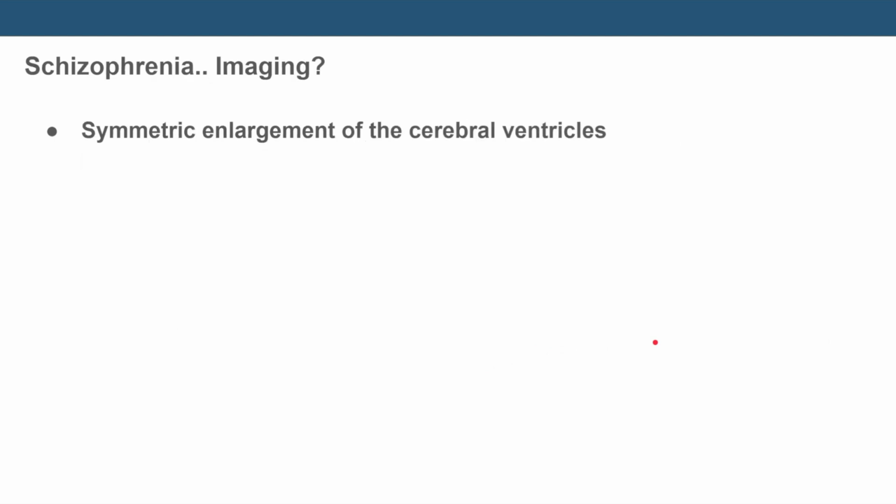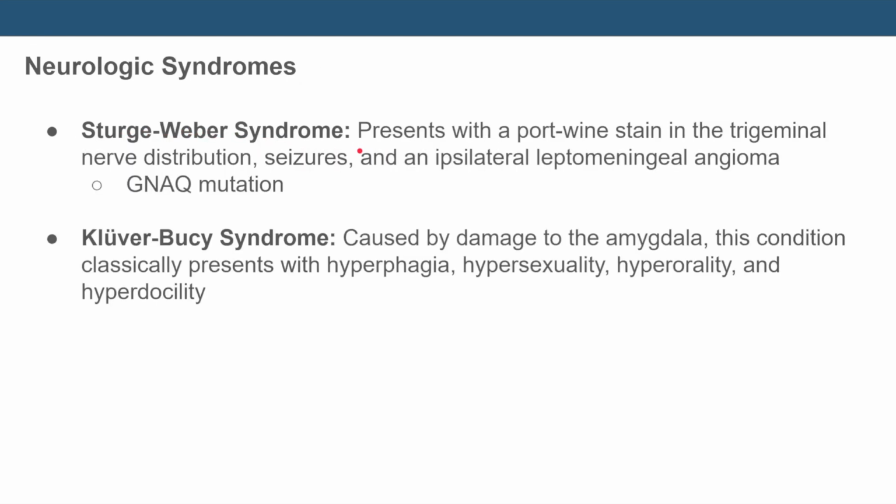For schizophrenia, you have to know that on imaging it shows symmetric enlargement of the cerebral ventricles. So they might bring up a vignette of a schizophrenic patient, and they're going to say, what are you going to find on imaging? And you're going to see symmetric enlargement of the cerebral ventricles.